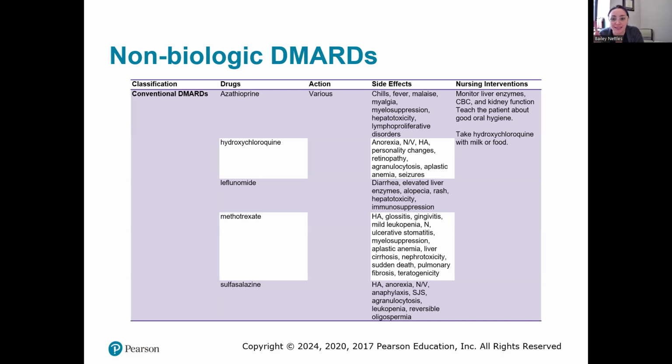So all of these meds except hydroxychloroquine are hepatotoxic. So we better be monitoring our liver enzymes, okay? Monitoring our CBC because these all have some kind of suppression, whether it's red blood cells, white blood cells, neutrophils, leukocytes, something. Monitoring our kidney function, especially for our nephrotoxic drugs, but also because this is how most of them are excreted. Good oral hygiene for the gingivitis, so we don't want to make it worse. Hydroxychloroquine has to be taken with food or milk. And once again, all of these drugs take months to work. They are not fast acting.